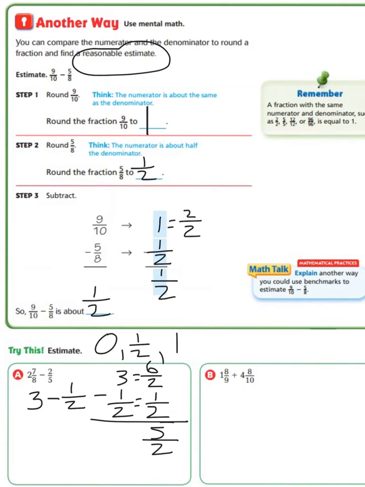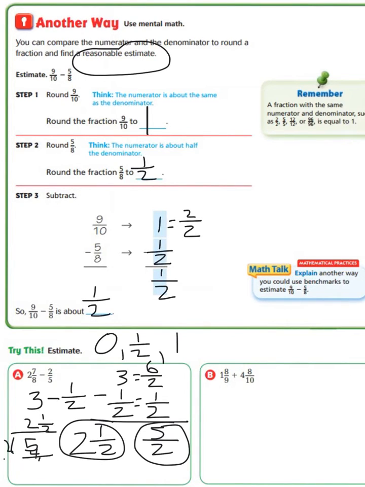Now we have an improper fraction, or a fraction greater than 1. So in order to convert that, we have to take our 5 divided by 2. We know that's going to be 2, 4, and that's going to leave us with 1. Our numerator becomes the 1. Our denominator stays the same at 2. So our answer is 2 1/2 as the estimate.